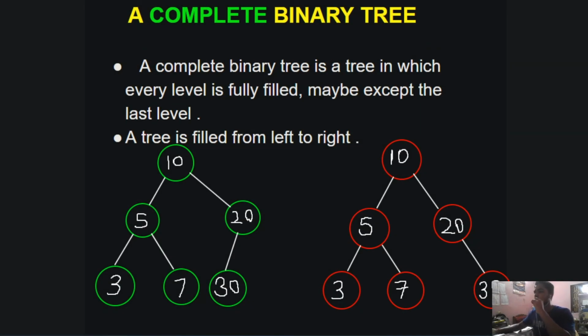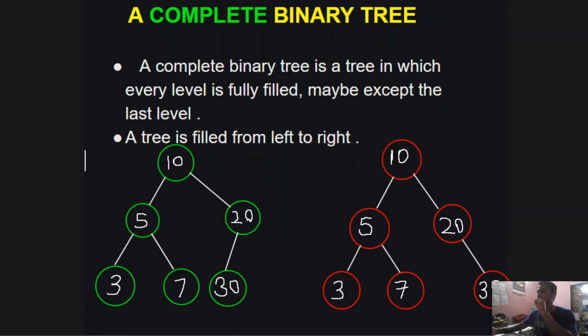Okay, so now all the remaining trees are pretty easy to understand, so just stick with me, right? So we have here a complete binary tree. So what is a complete binary tree, right? Before I tell you this, you need to understand that a tree is filled from left to right, not right to left. So first 10, then 5 and 20, then 3, 7 and 30, right? So from left to right.